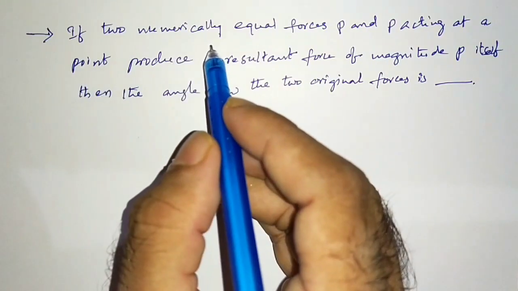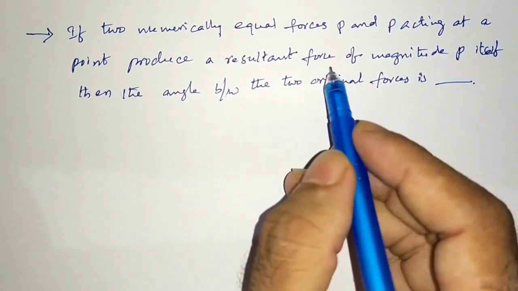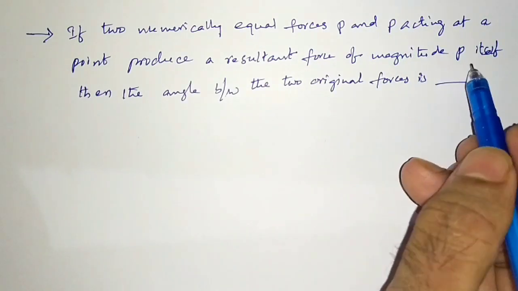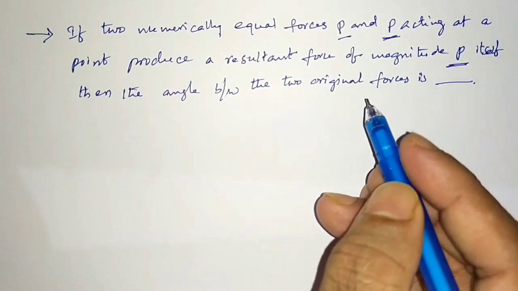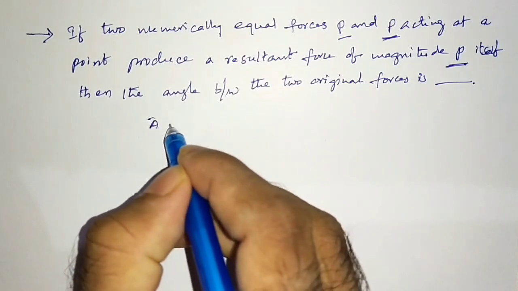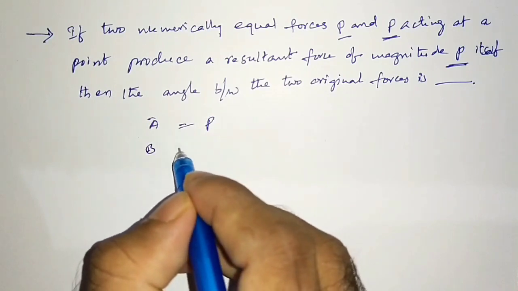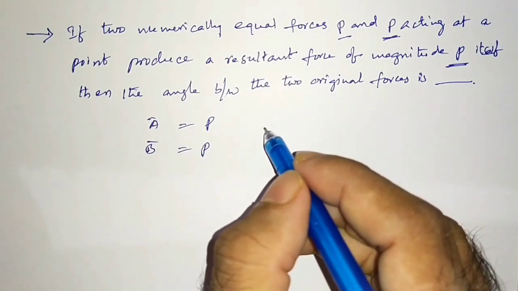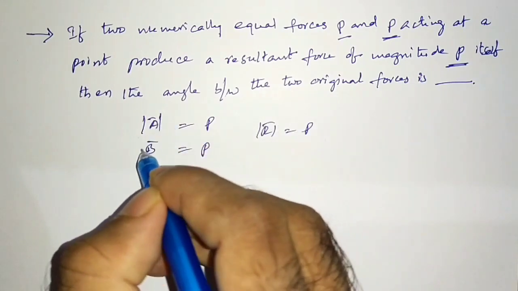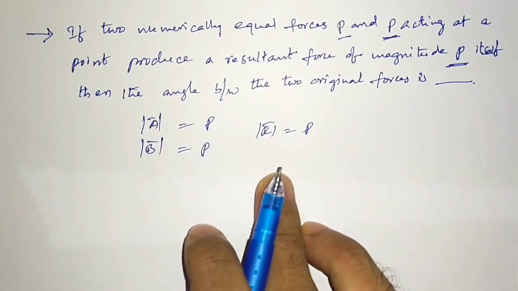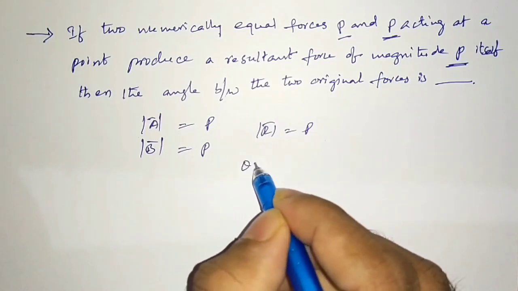See this question. If two numerically equal forces P and P acting at a point produce a resultant force of magnitude P itself, what is the angle between the two vectors? Let us take the first vector as A, whose magnitude is equal to P, and B, whose magnitude is also P, and the resultant vector magnitude also P. Now I want to calculate the angle between them, that means theta is equal to how much?